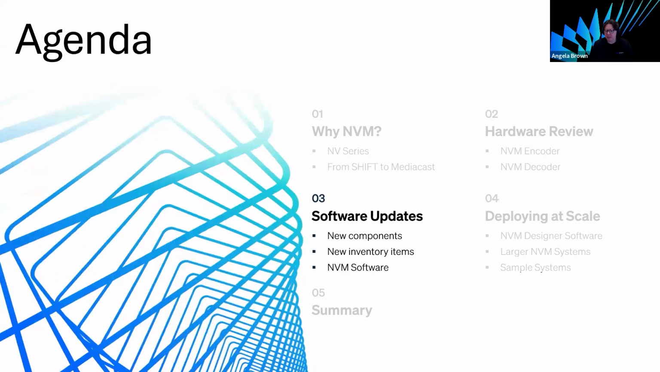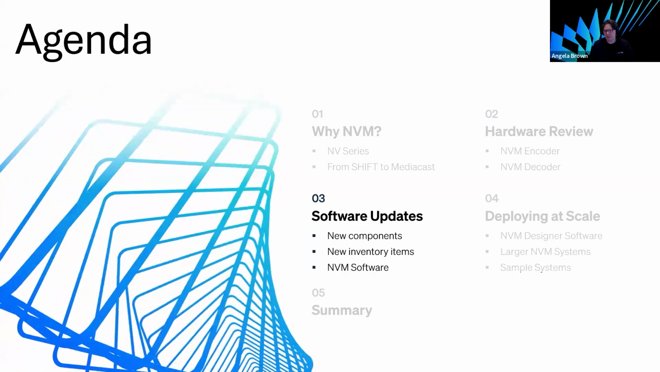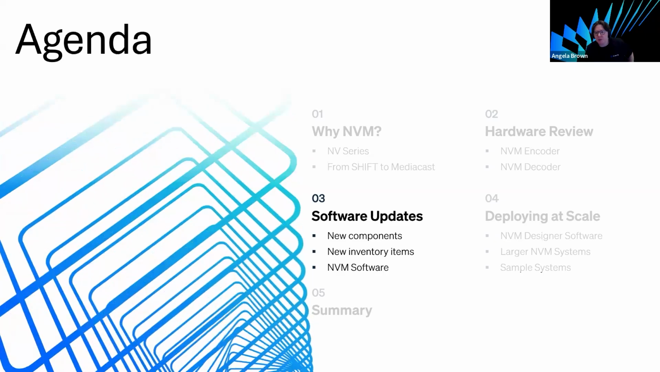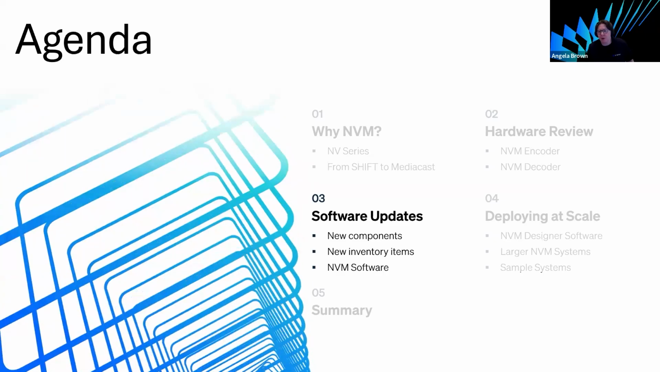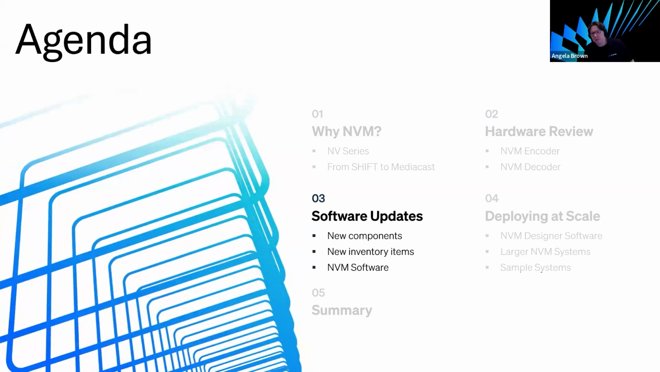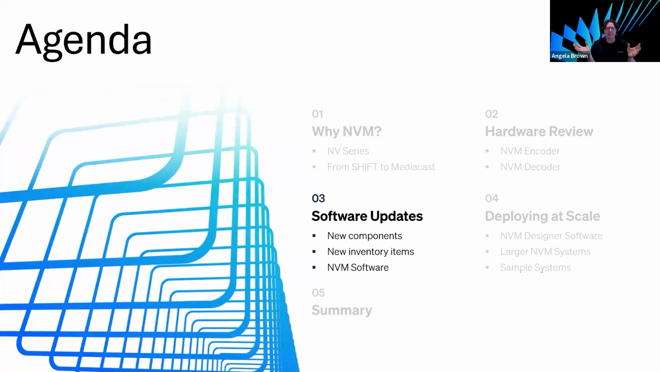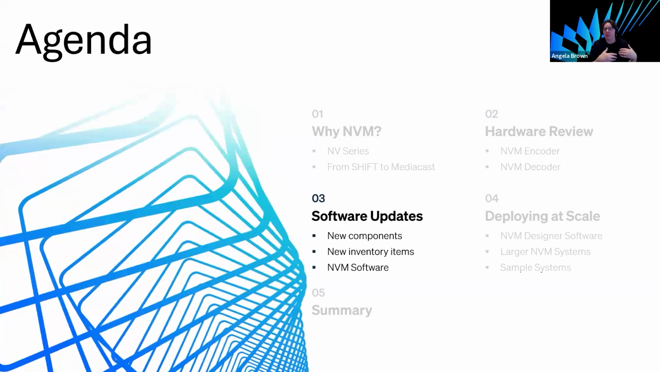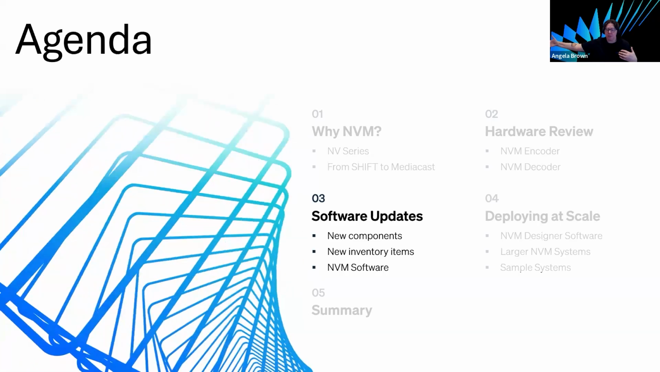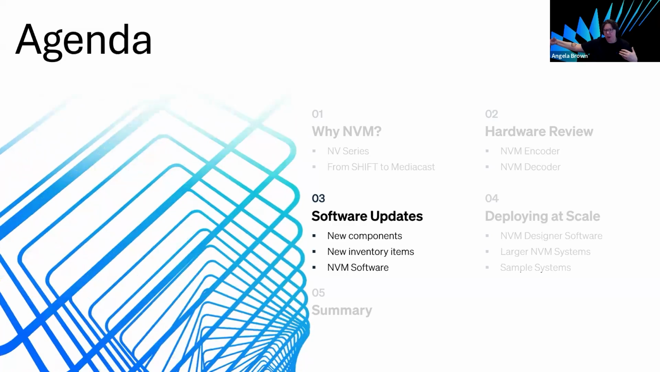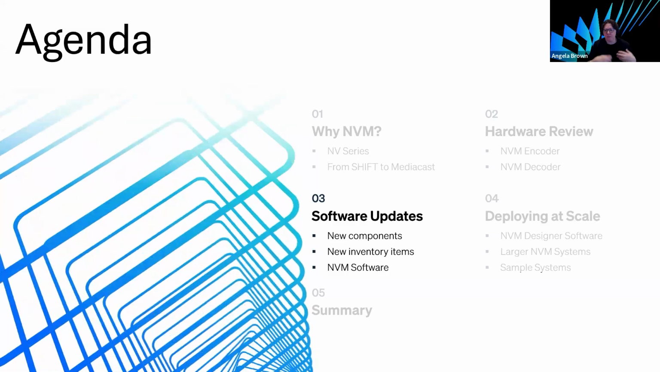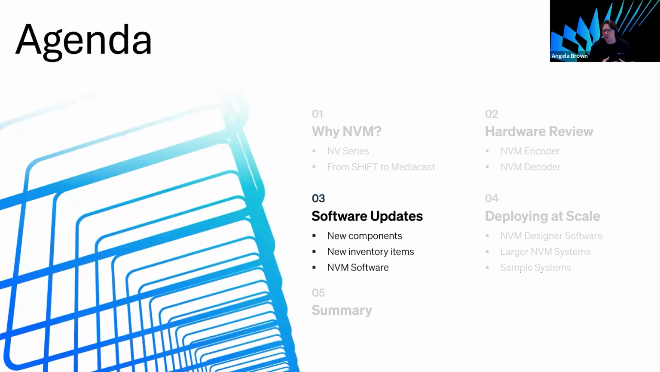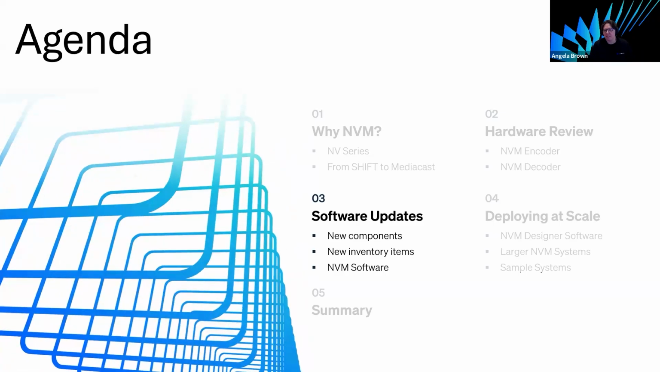Will the NV series be able to decode the NVM MediaCast in a future release? Not that I'm aware of. I think we want to be able to use the NV series to encode, but decoding, I don't believe we're going to be able to decode MediaCast. Now, that said, you already have the capability of bringing a MediaCast stream into an NV32 and sending it out the video output, HDMI 1. If you've ever done that with one of our cameras, you still can do that, but it is still really operating on the SHIFT side of things.